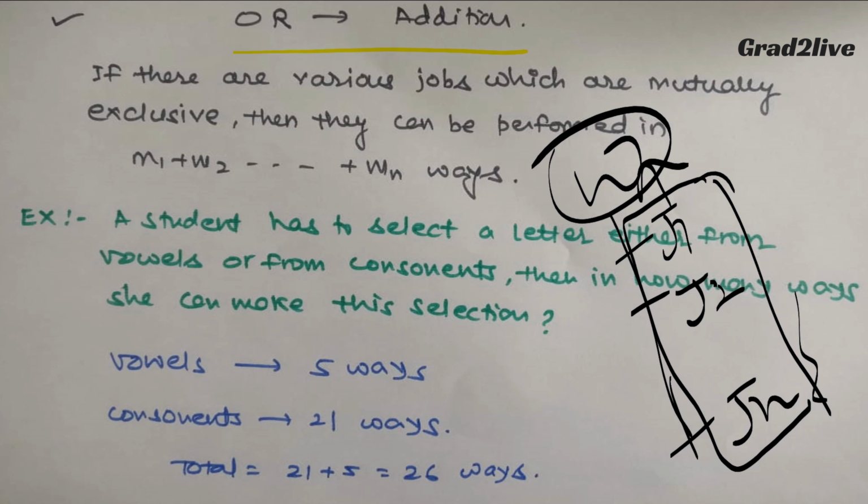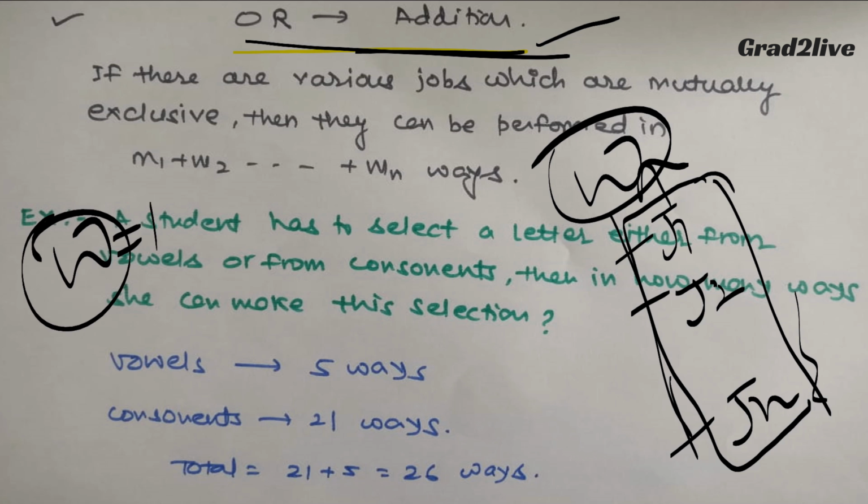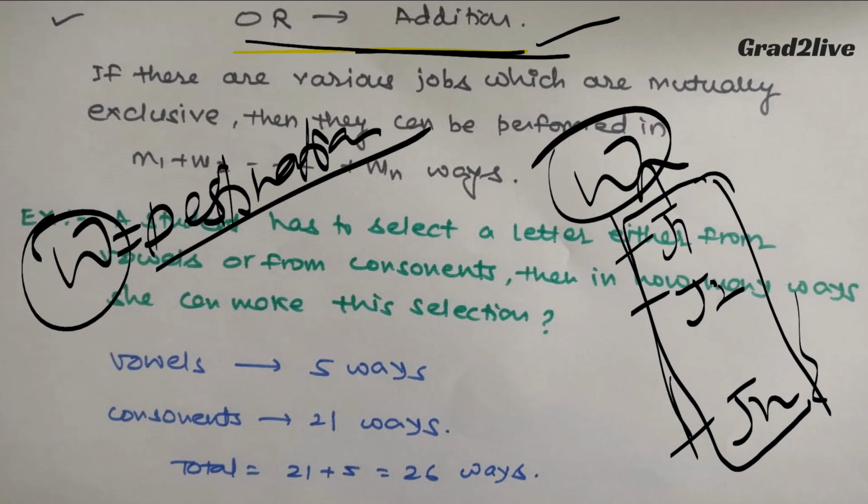So where do you use OR, right? Where do you use OR? OR means addition. OR means addition. Now I will tell you, let us suppose this is work, right? This work is simply my destination, where I want to reach.